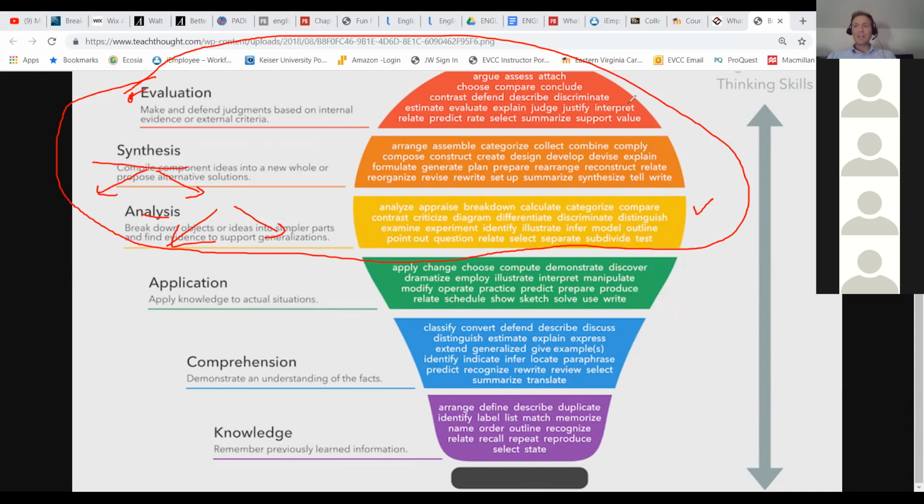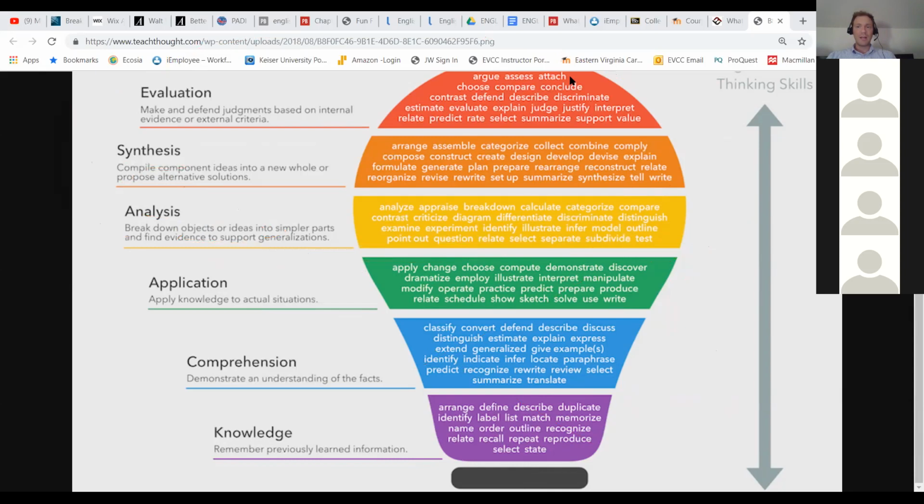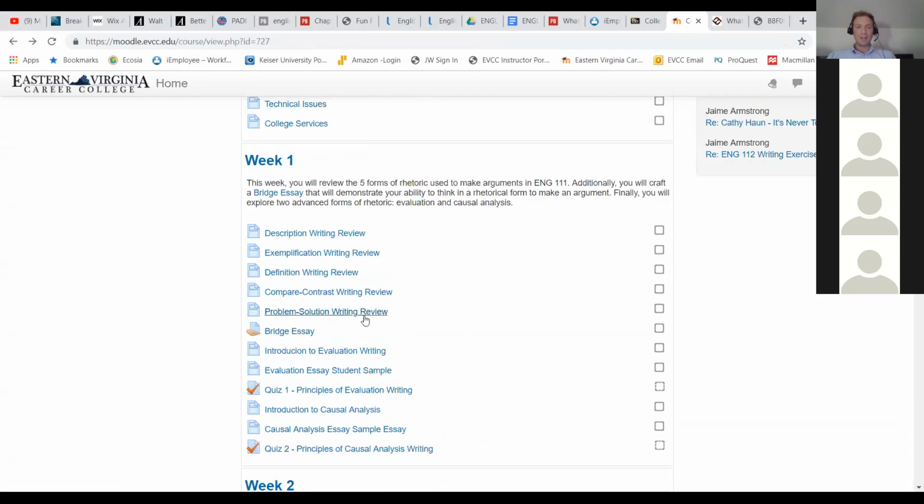And so the reason I'm bringing all this up is because during week one, you were playing with two of the most important ideas that we deal with. That is, now in the causal analysis, quiz 2, and quiz 1, evaluation. This is not to say that you have to write causal analysis or evaluation papers.